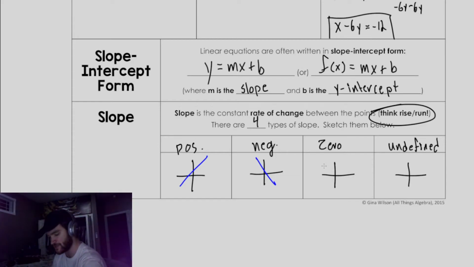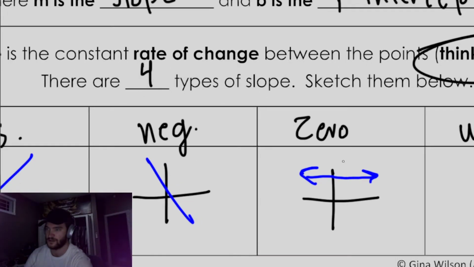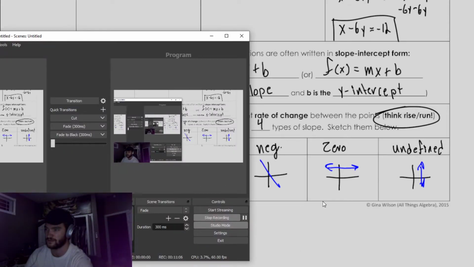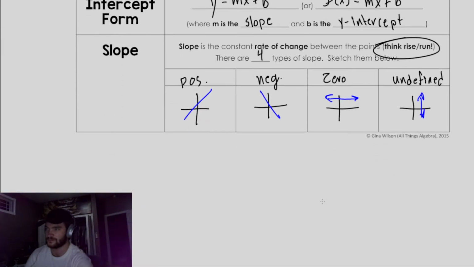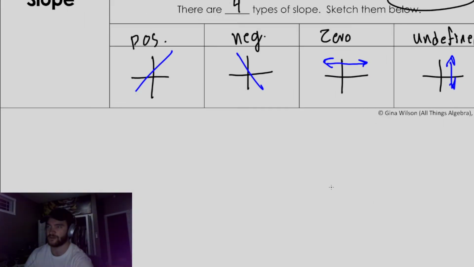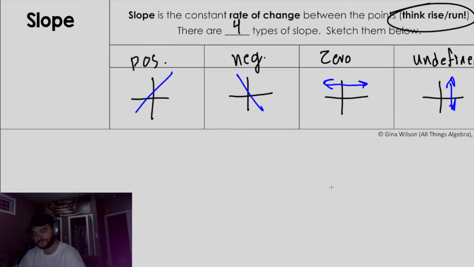Zero slope is very important. That is this. An undefined slope looks like this. And the reason why it does this, so zero, for instance, here, this is saying we do not go up anywhere, right? So actually, I'm going to zoom into this a little bit. I really hope you guys have seen all that. That's a positive. That's a negative. That's a zero. All right, I'm going to really focus in on the zero, though.